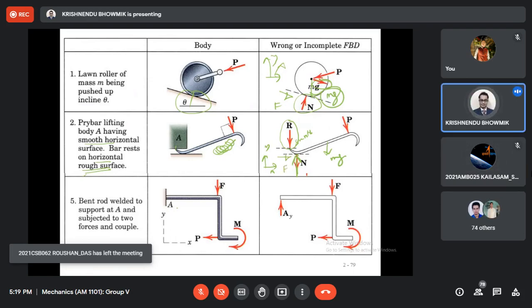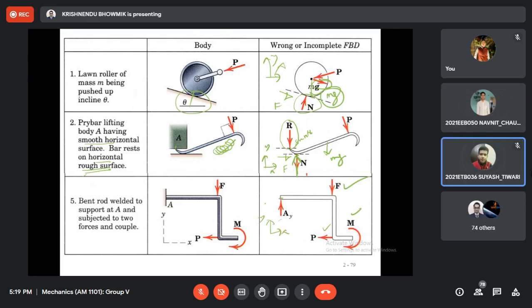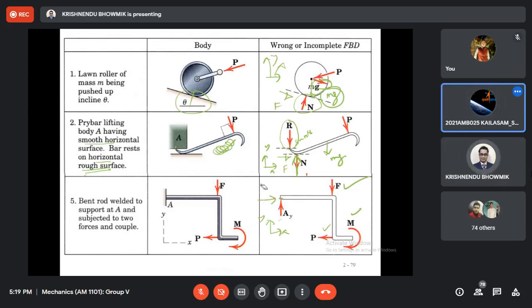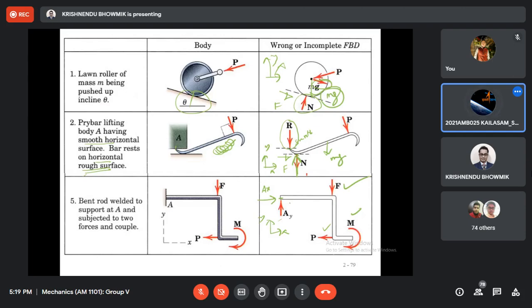Okay. Here, this problem. This is correct. This is correct. This is correct. This one is wrong. Correct? What will be? So the normal force. Yes. Sir. Sorry. AX. Anything else? Sir, wait. The weight of the bar. Maybe weight. Anything else?